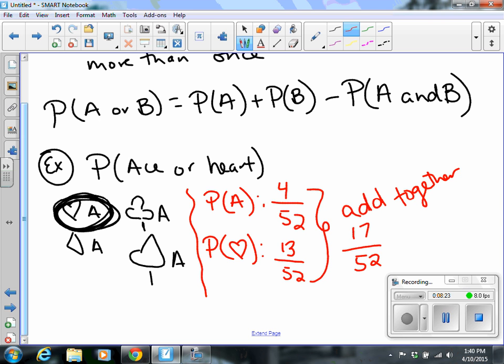But according to my formula there, I got to subtract off the one that I counted twice. So I double counted this ace of hearts. So I'm going to subtract off that 1 over 52. And some of you are probably asking, why is it 1? Because there's only one ace of hearts. So I have 16 over 52, which can reduce to 4 over 13. Okay.